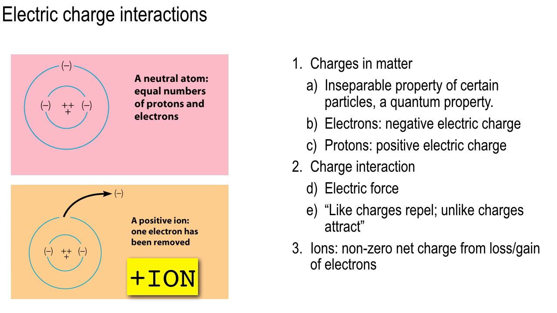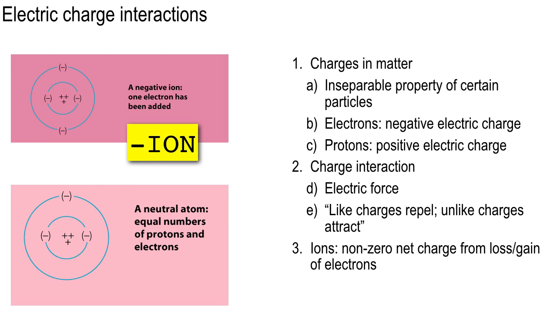Now, it's possible to get a negative ion. Here down in light pink at the bottom is a neutral lithium. Now, if you jam in, you crash in there and smush in an extra electron, you can do that. It'll be attracted to the positive nucleus, and so it'll be bound. But the net charge of that atom is going to be negative. So you have a negative ion.